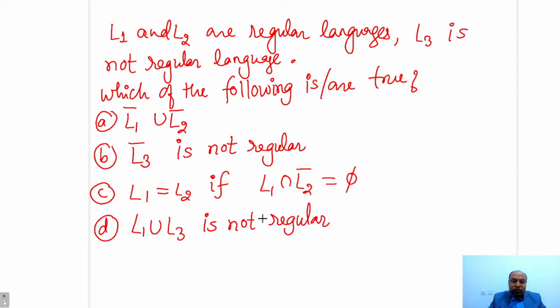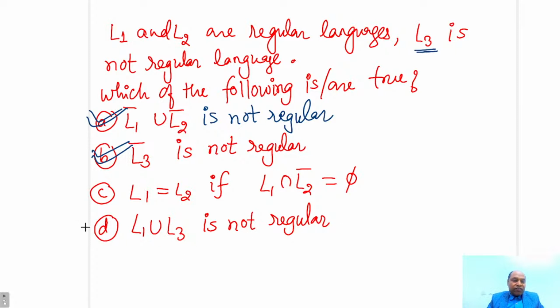Now the question says which of the following are true. As per the data given in this question, we need to identify. L1 and L2 are regular languages, and L3 is not regular. L1 bar union L2 bar is regular, so option A is true. Now L3 bar is not regular: yes, if L3 is not regular, then its complement is also not regular. This is true. Then L1 intersection, L1 union L3 is not regular, yes, it is also true.